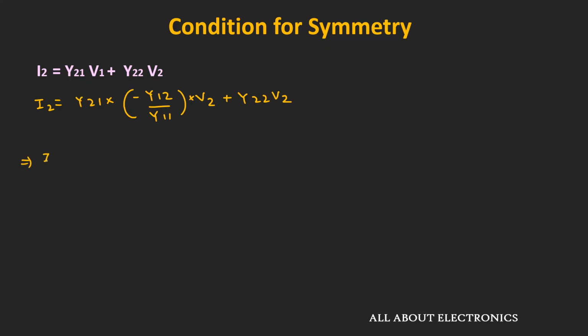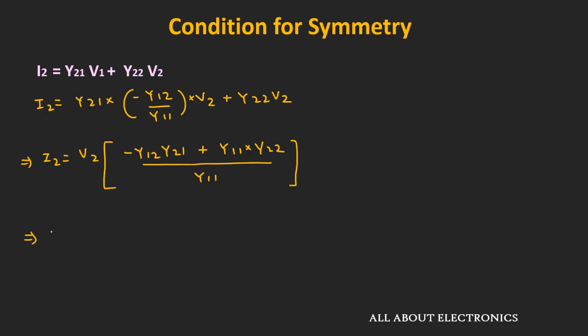Or we can say that I2 is equal to V2 times minus Y12 times Y21 plus Y11 times Y22, divided by Y11. That means the ratio of V2 and I2 is equal to Y11 divided by Y11 times Y22 minus Y12 times Y21. And let's say this is the fourth expression.